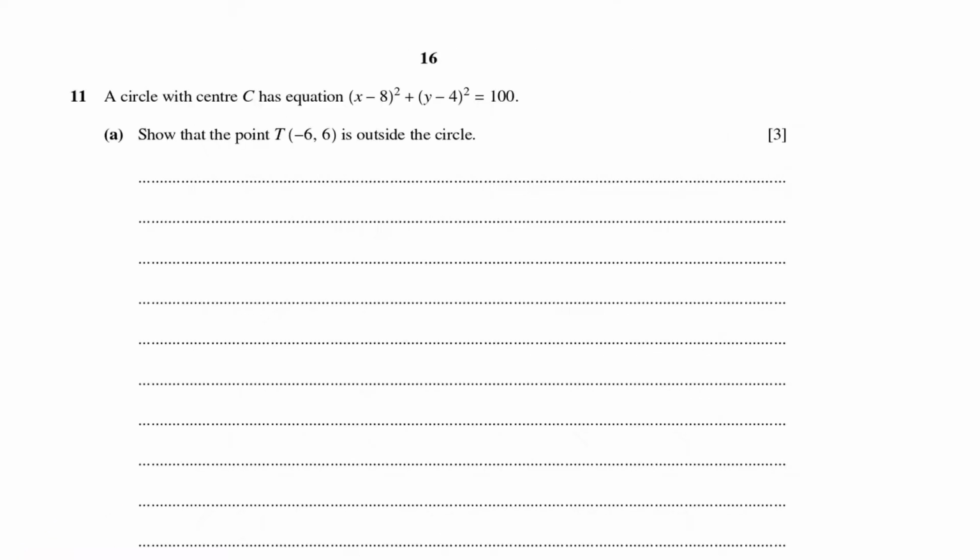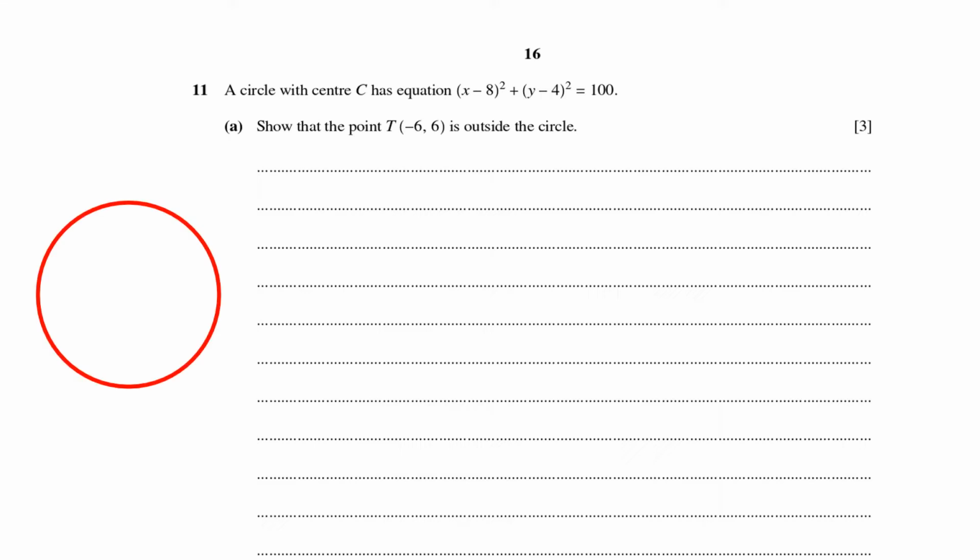Question number 11. A circle with center C has equation x minus 8 squared plus y minus 4 squared equal to 100. On A, show that the point T with coordinates minus 6 and 6 is outside the circle. Okay, so what we have here is a circle with center C, and a point T which we want to show lies outside the circle. To show that, we will have to work out the length of CT. So let's do that.